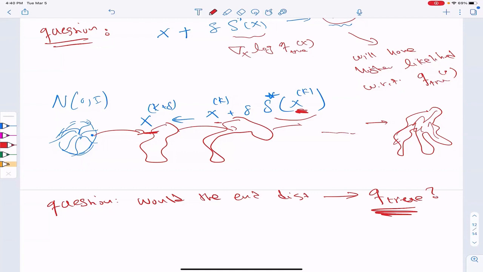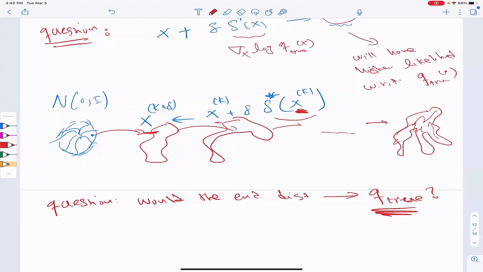So you start with Gaussian samples, and suppose you have the score for the ground truth distribution. You don't have it in practice. Suppose you do have it. And you take these samples, you just update each of them in the direction of the score a little bit. You get a new distribution.